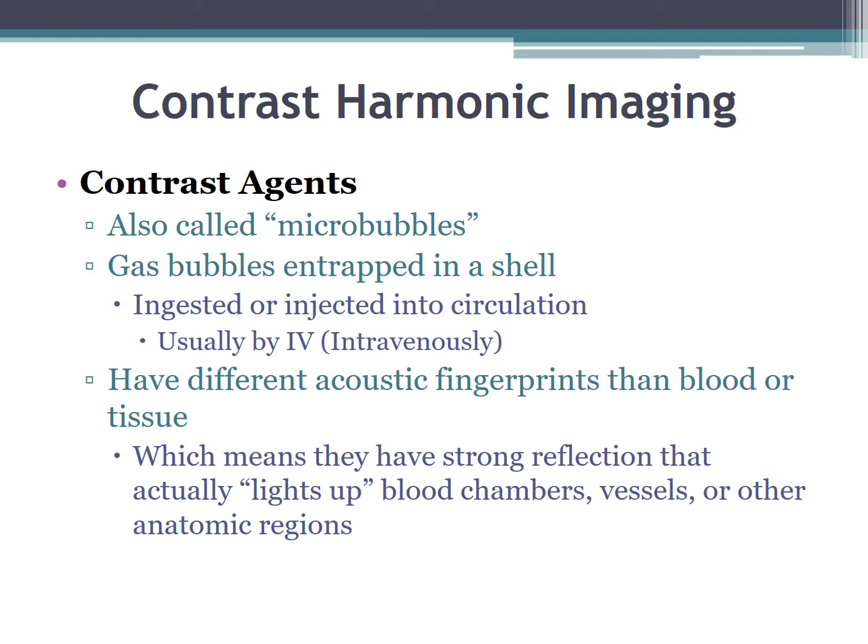So contrast agents, also known as microbubbles, are a gas that is trapped in a shell. Typically, they're inserted into the body either through ingestion or injection. Usually, injection through the IV is commonly how this is done. And they're going to have a different acoustic fingerprint than blood or tissue. That is why they light up and cause strong reflections that light up things that should be anechoic, like blood chambers, vessels, or other anatomical regions. Most commonly, it's used right now in echo, but it is starting to pick up some speed with looking at liver lesions and seeing how they fill.